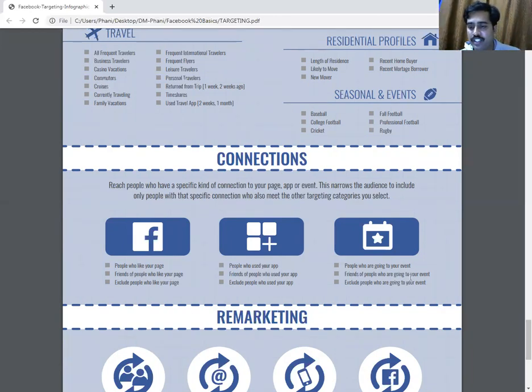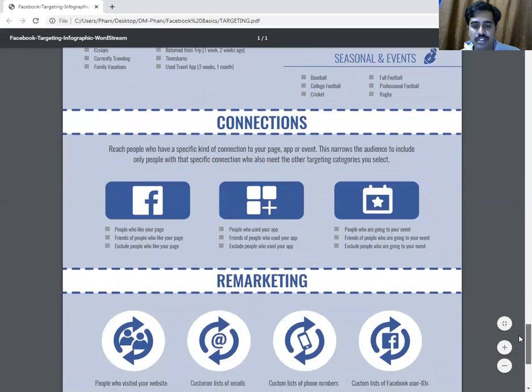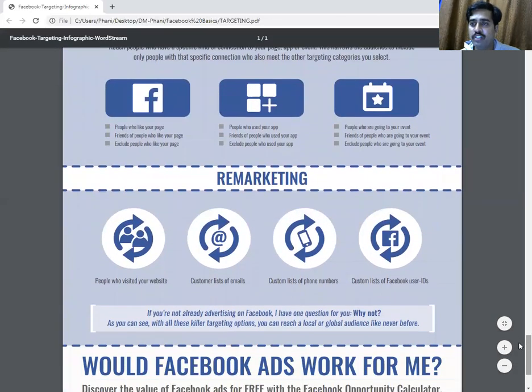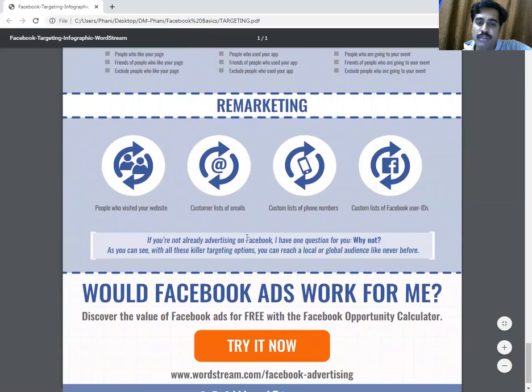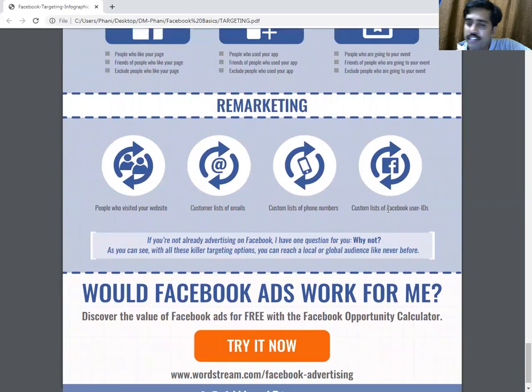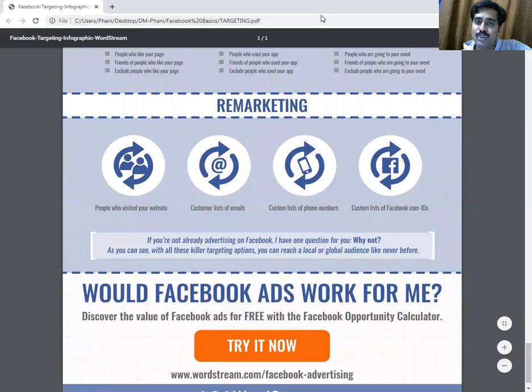Remarketing is nothing but reaching out to customers who might have left in between, as a reminder: would you like to come back? You can do it by sending them emails, chatting with them, sending one-on-one messages, or creating a custom list with phone numbers and giving them a call, and see how it works. So would Facebook ads work for me? You can always try it out, and until you try and test it, you cannot be an expert in anything.